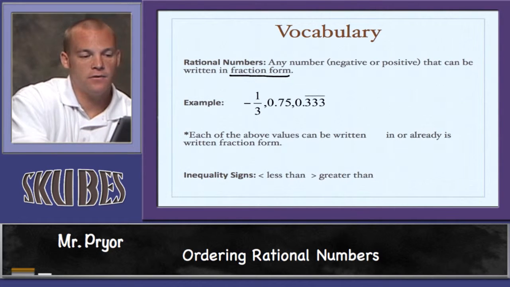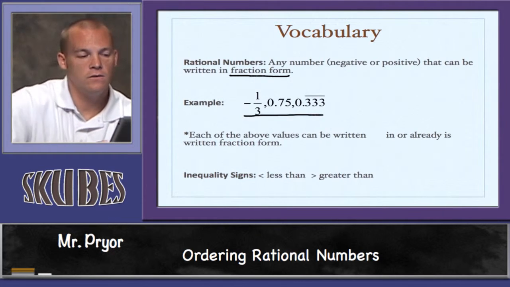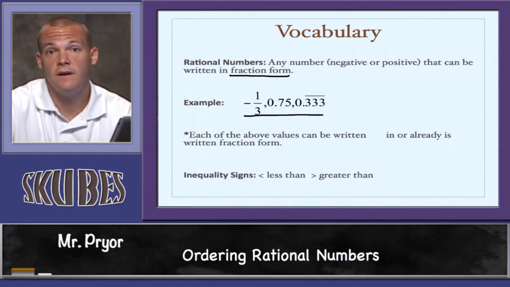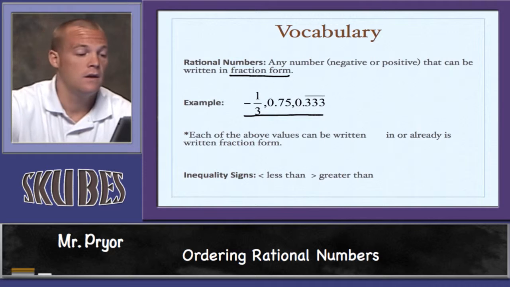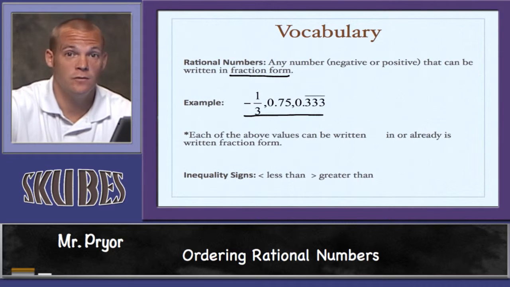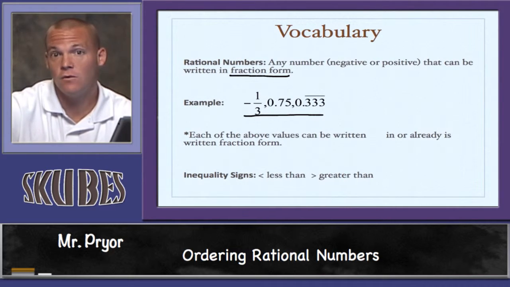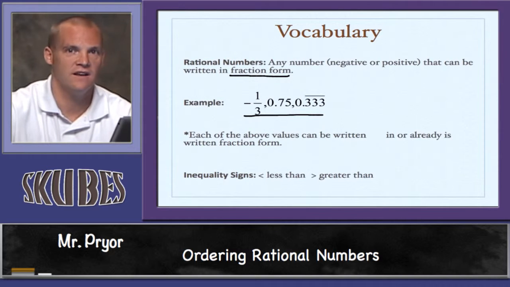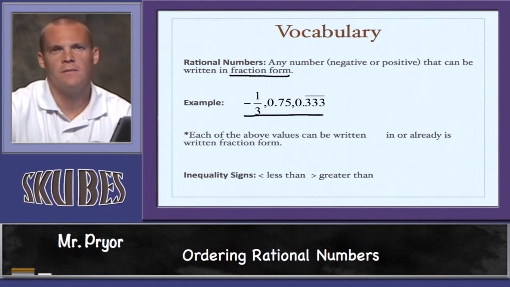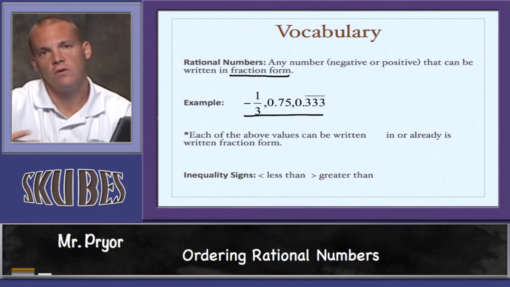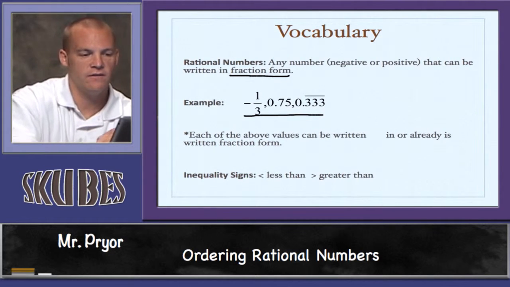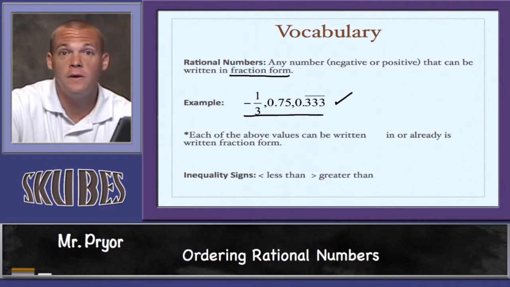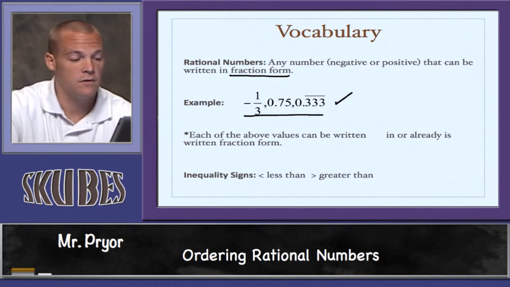So here's some examples of numbers that you will need to identify as rational numbers. You can see that any fraction, negative or positive, any terminating decimal, which means a decimal that will end, or any repeating decimal. There are also some other numbers that fall into this category that you will learn on down the line. Each of these values that I've underlined here can be written in fraction form. That's what's going to make them rational.